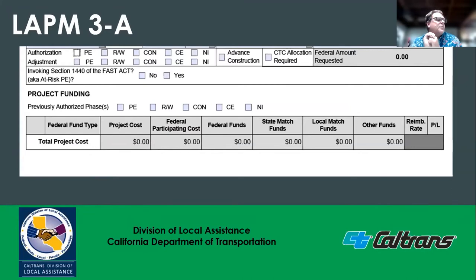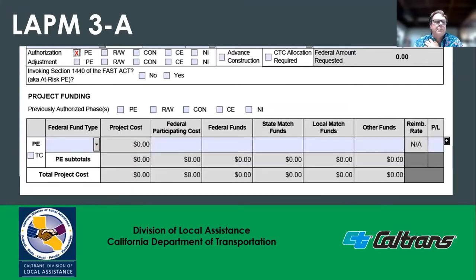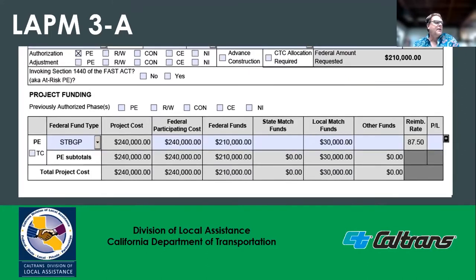The next section to be completed is the project funding. Based on the phase of work being authorized, the form automatically adds the appropriate components. For simplicity, this section has already been filled out. Here are the key pieces of information to be entered: the federal fund type, the amount of federal funds, the amount of non-federal funds, whether they are state, local, or other. The total cost is automatically calculated based off of federal funds and non-federal funds.